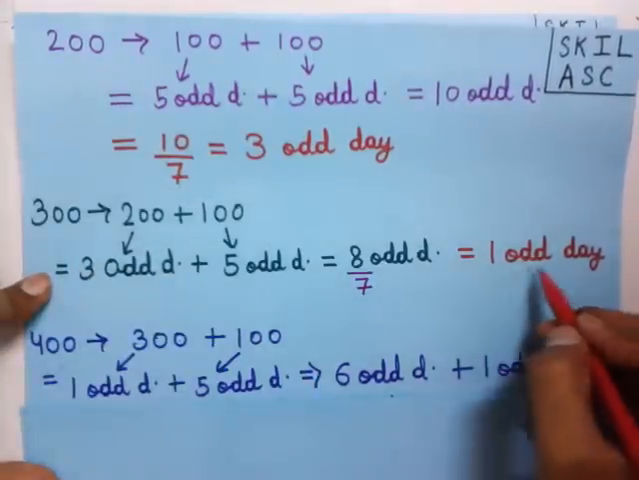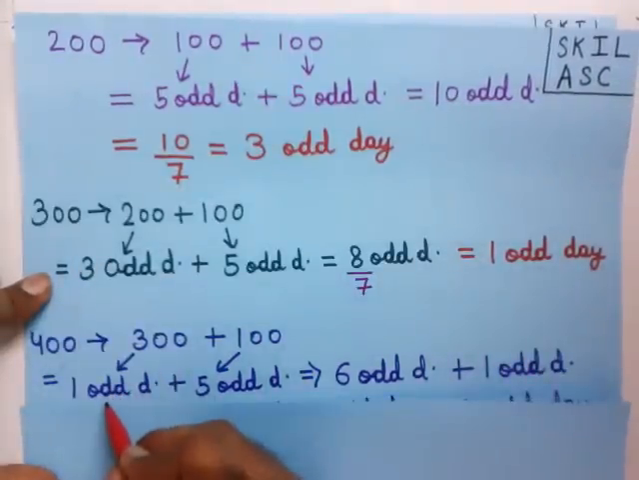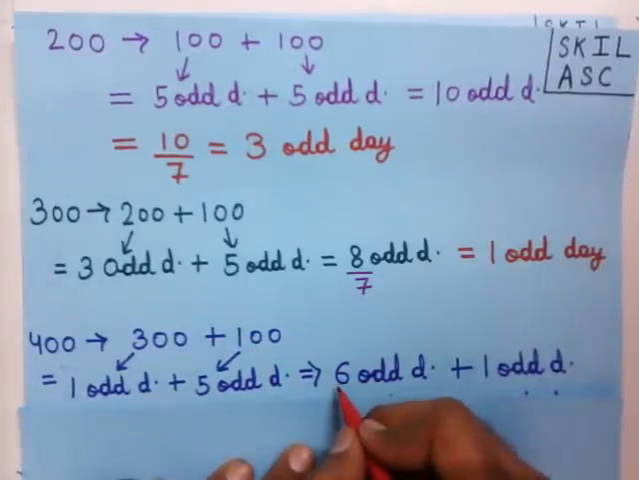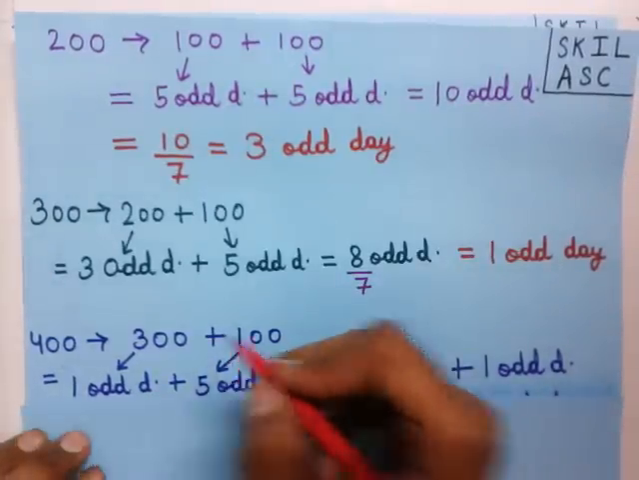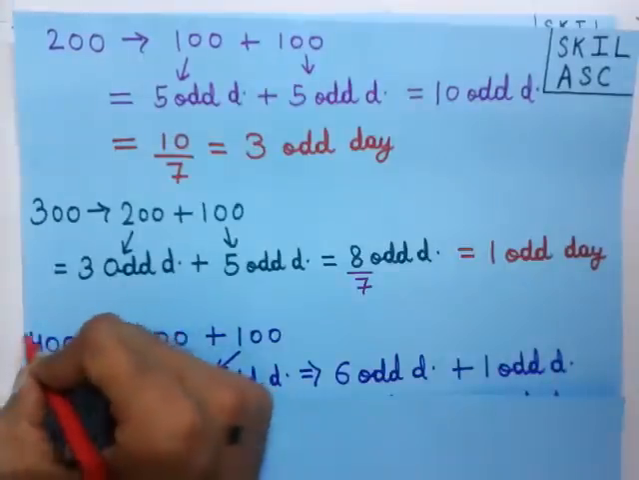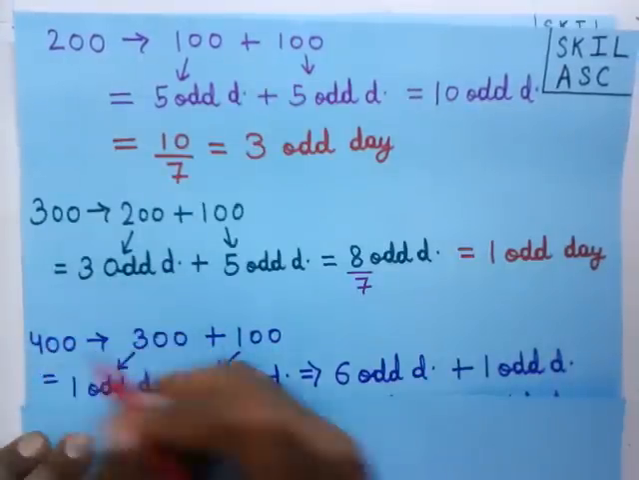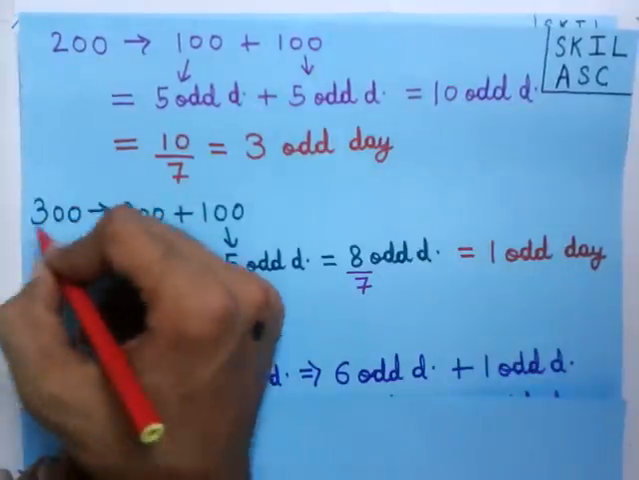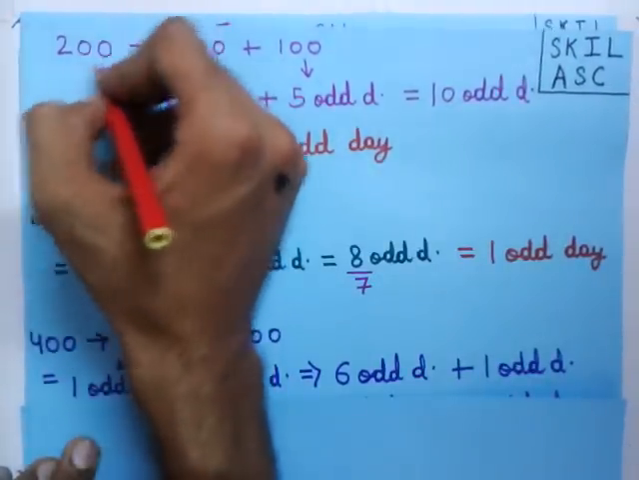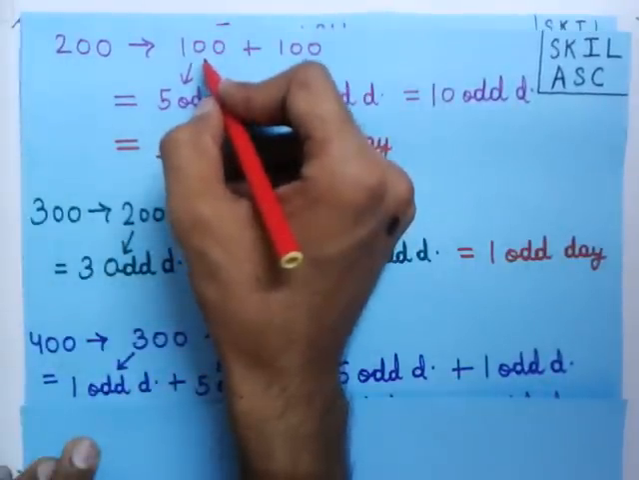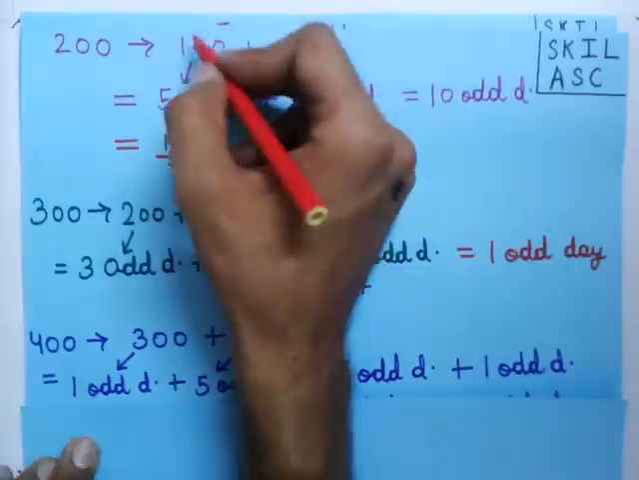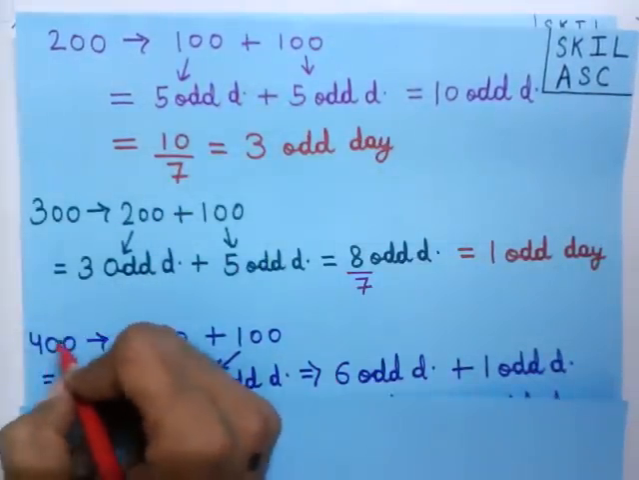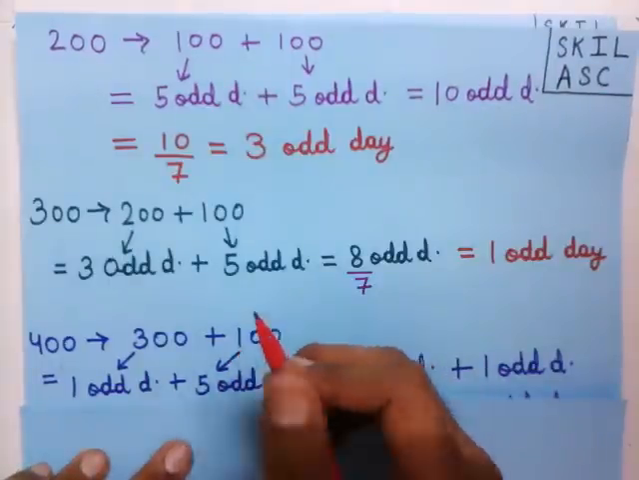You see, 300 years have one odd day, and 100 years have 5 odd days. So we have got a total of 6 odd days. But you must notice here that this 400 year is a leap year. Before 400 we had 300, which was not a leap year, 200, which was not a leap year, and 100, which was also not a leap year. But in this case 400 is a leap year, and we know a leap year has 2 odd days.